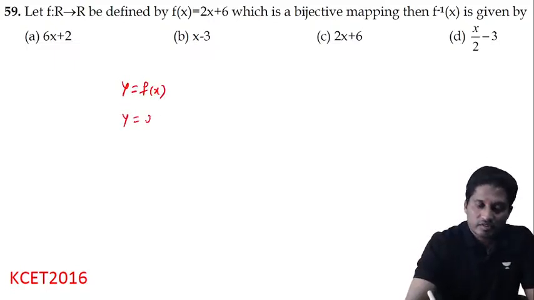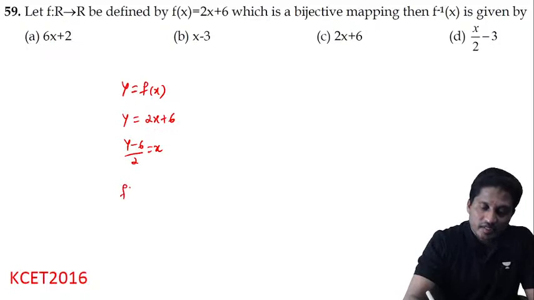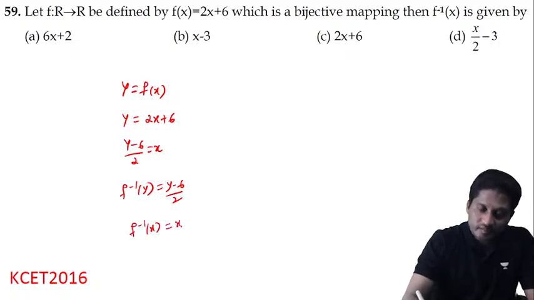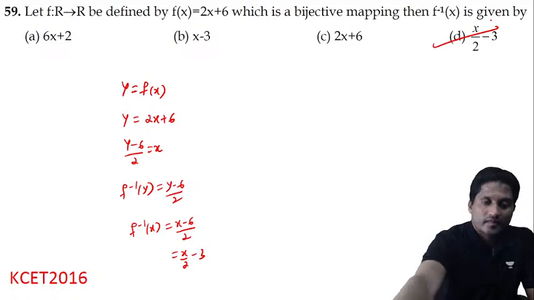Y is equal to 2x plus 6. I can write y minus 6 divided by 2 is equal to x. From this, f inverse of y is y minus 6 by 2. Similarly, f inverse of x is x minus 6 by 2. If I simplify this, you get x by 2 minus 3. Answer is D. Let's move to the next question.